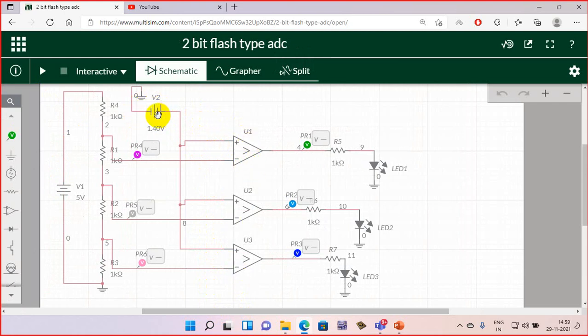The voltage that we are going to convert is connected to the positive terminal of the op-amp, the input voltage that we are going to convert. And this is the reference voltage, 5 volt. With the resistor bank, they are connected to the inverting input of the amplifiers. And these resistors R4, R3, R1, R2, R3 have the same value, all are 1K. So let's run the simulation.